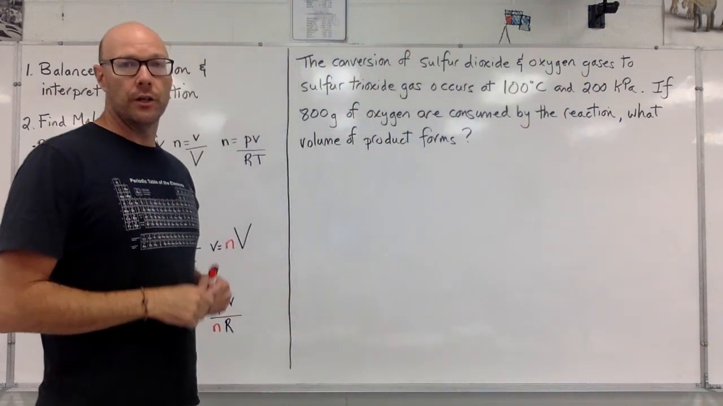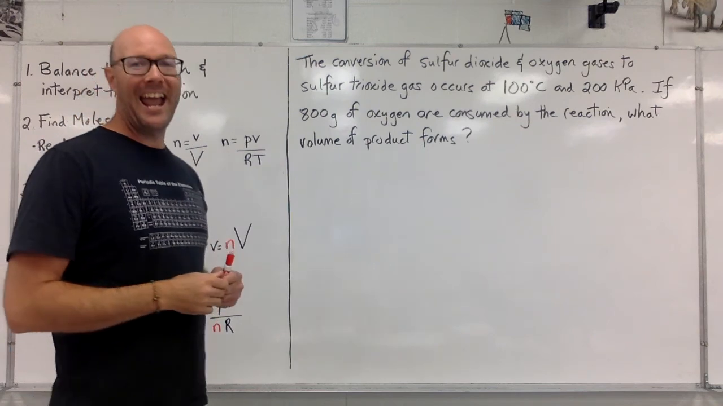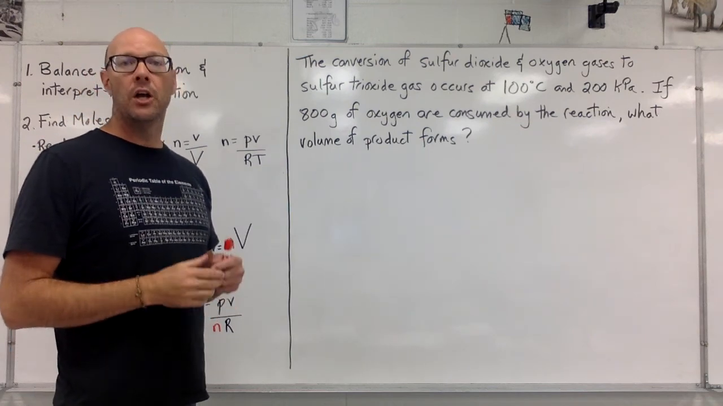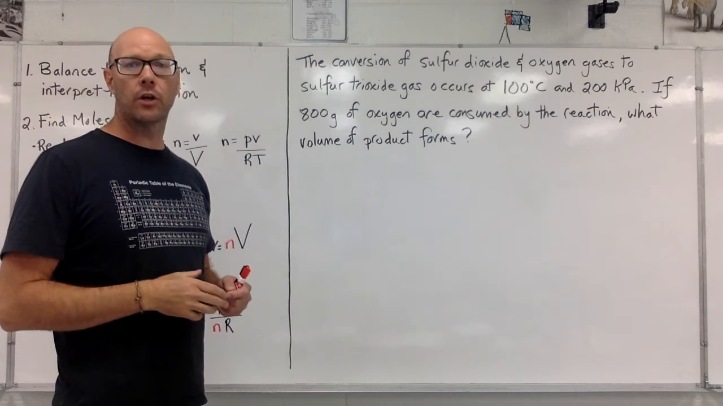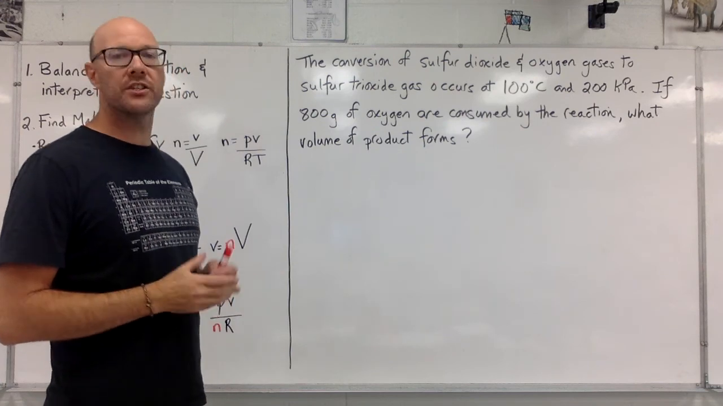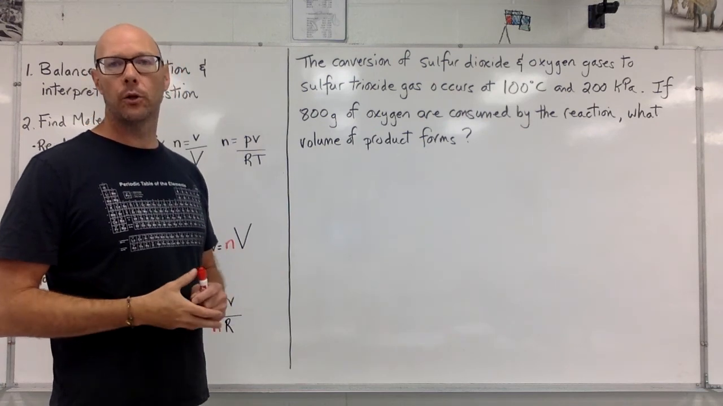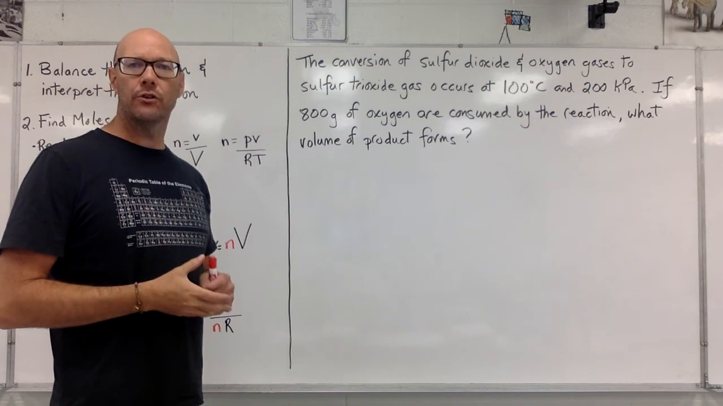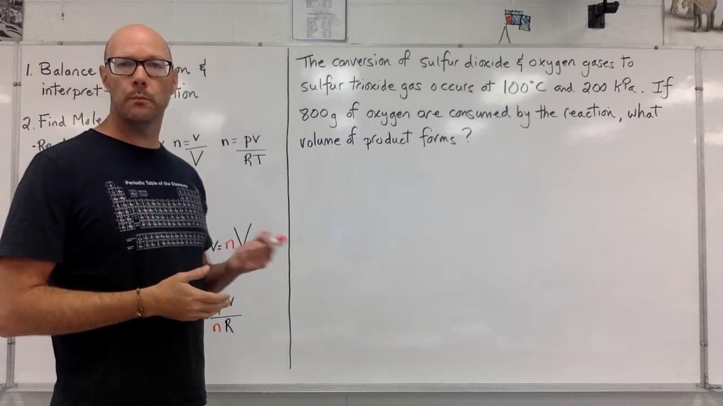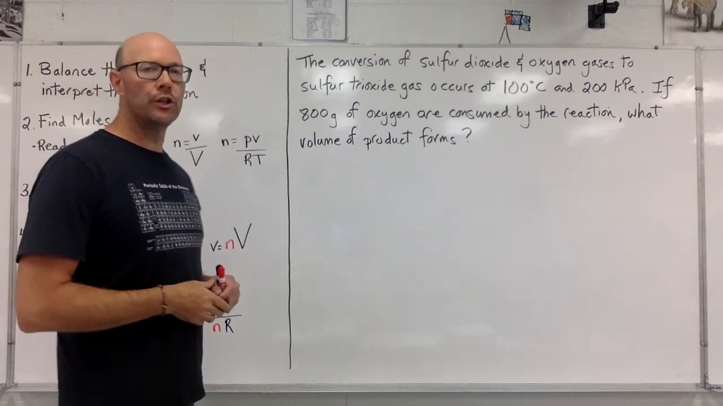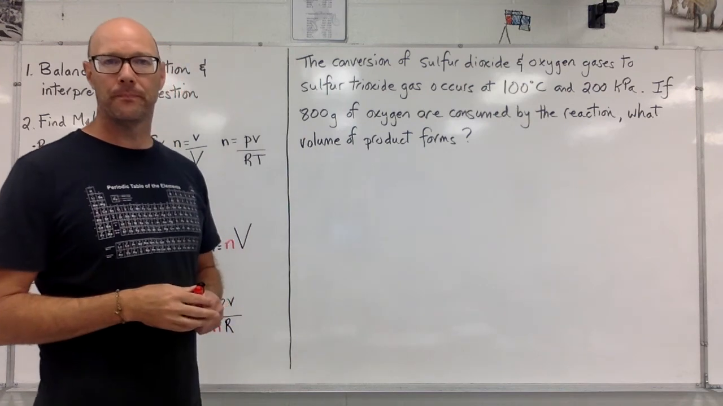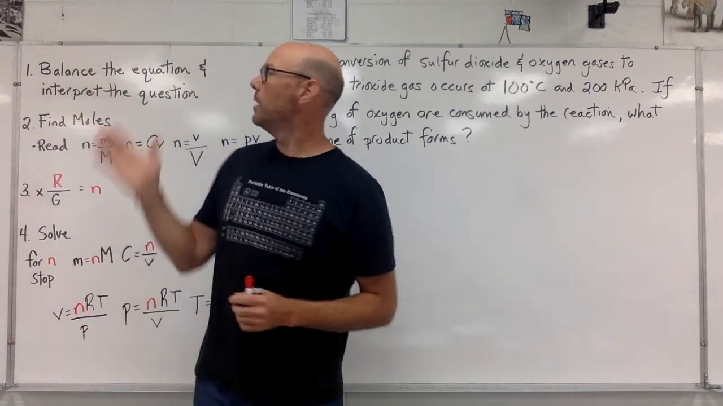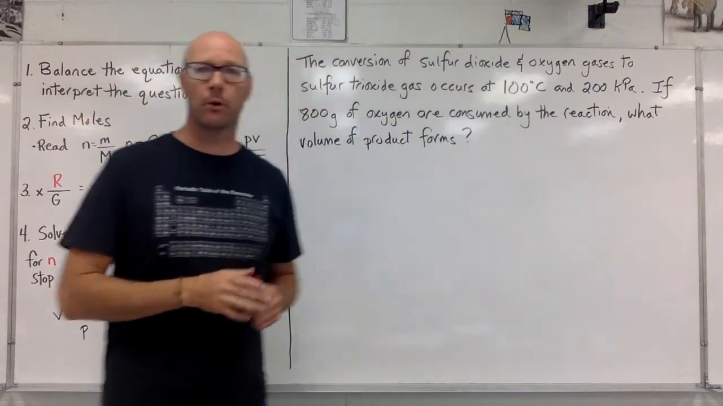The conversion of sulfur dioxide and oxygen gases to sulfur trioxide gas occurs at 100 degrees Celsius and 200 kilopascals. If 800 grams of oxygen are consumed by the reaction, what volume of product forms? We need to take our time to come up with the balanced chemical reaction.